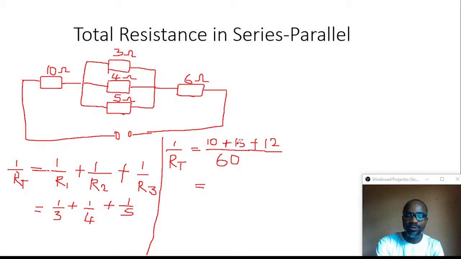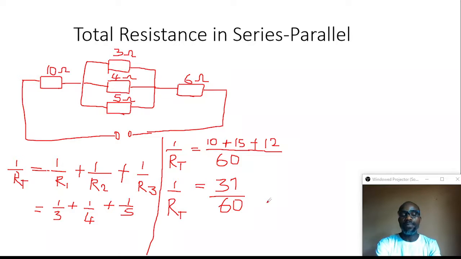10 plus 15 is 25. 25 plus 12 is going to give us 37. I repeat, 10 plus 15 is 25. Then 25 plus 12 is going to give 37. All right, 37 all over 60, because 60 is the LCM and at the same time the denominator. Right. So what do we do? Very simple. We bring down our 1 all over R subscript T, right?